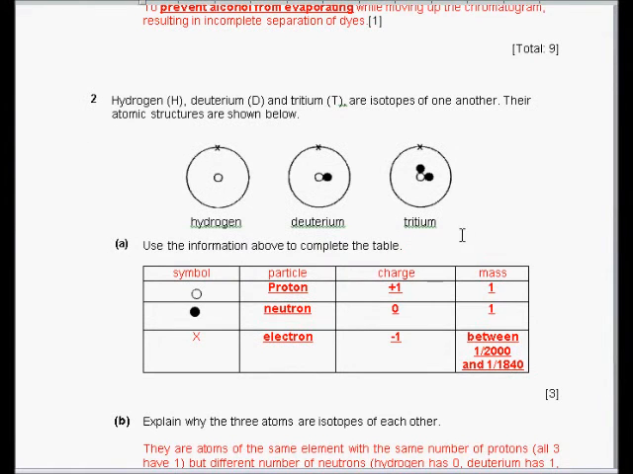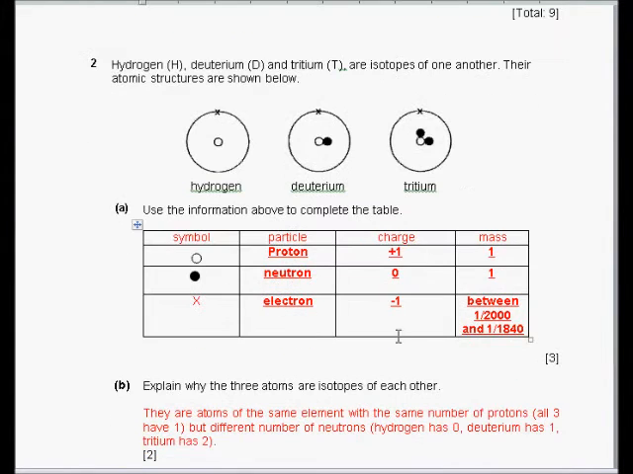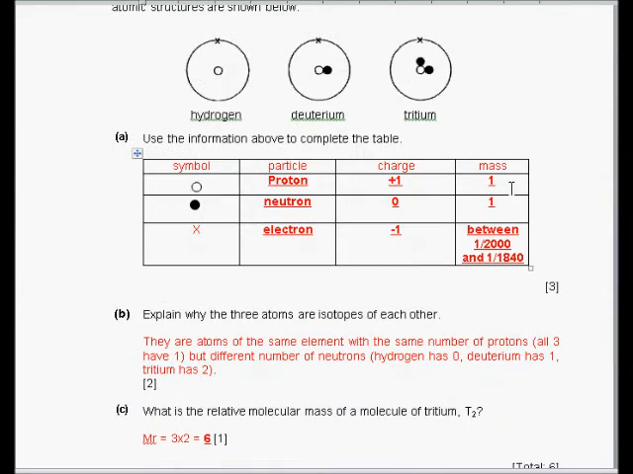Okay, for question number 2, charges, no problem, the particle's name, as well as the mass. Now the mass for neutron, I would accept anything in between 1 over 2000 to 1 over 1840. And for the charges, I accept both +1 and 1+. And likewise for electron, -1 or 1-.